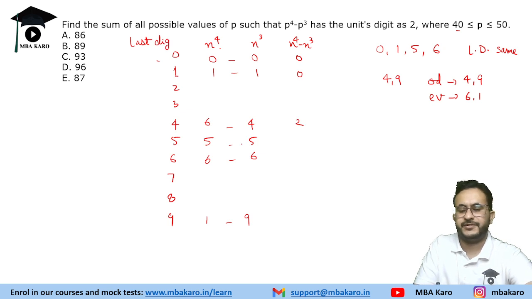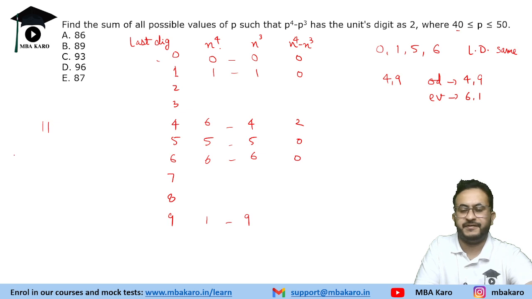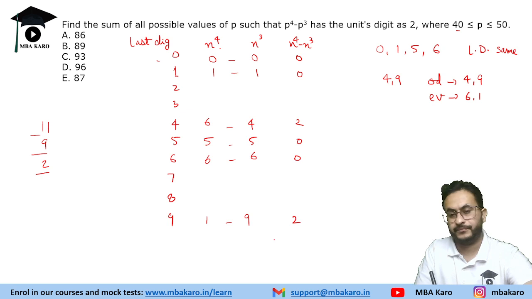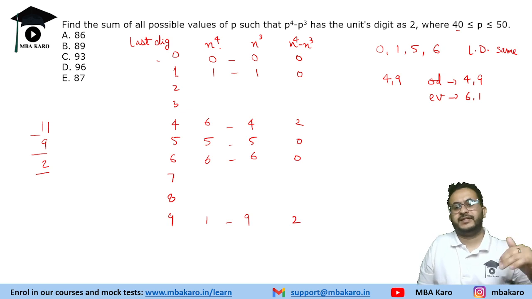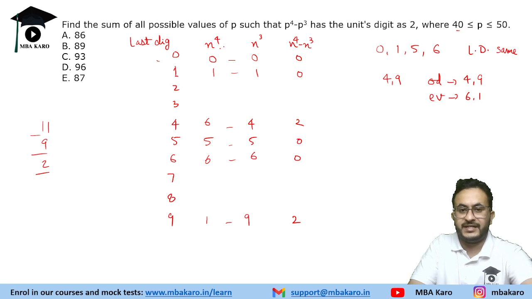So last digit will be 0, 0. It will be 6 minus 4, 2, 0, 0. And 1 minus 9 is what? Now you will say minus 8. No. Think like this. Let us say if we have a number ending in 1 and a smaller number ending in 9. So the last digit is 2. Okay, so this you need to think of, that we do not have to take negative number.